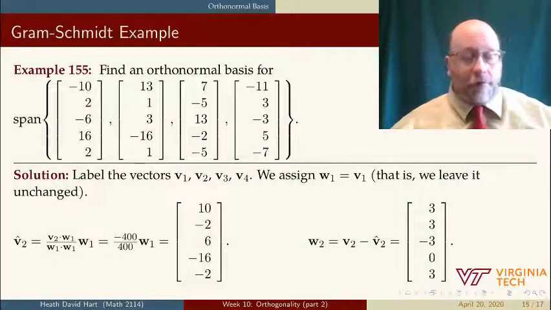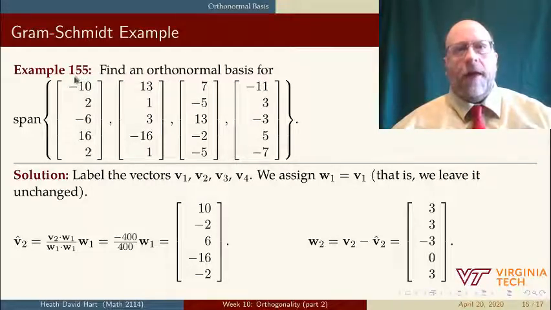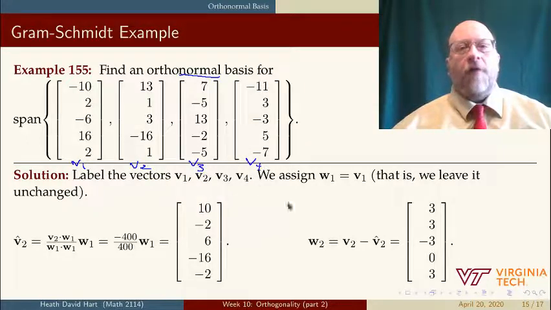All right, so let's work through a long example. This is an example with 4 vectors, and we want to find an orthonormal basis for this span. Okay, so we're going to call these vectors V1, V2, V3, and V4. And the first vector, we're going to leave it unchanged. We're just going to let W1 and V1 be the same vector.